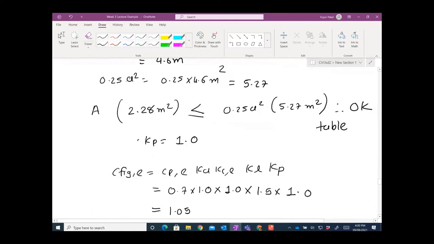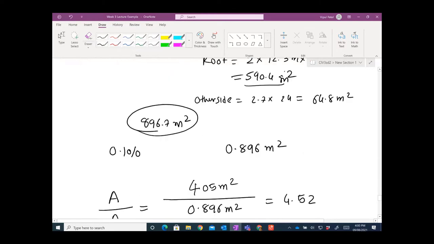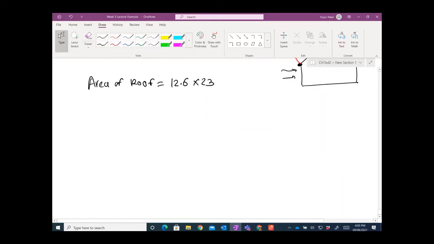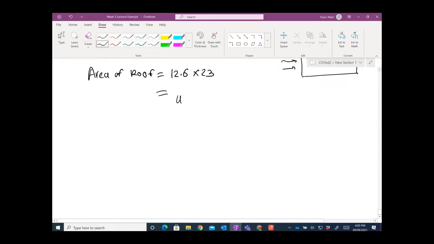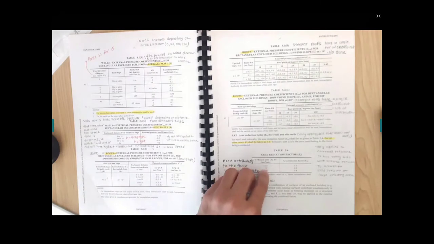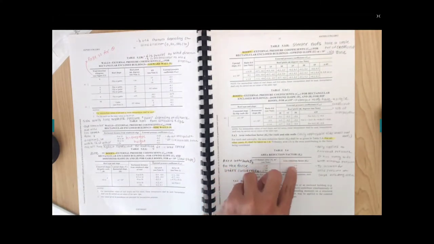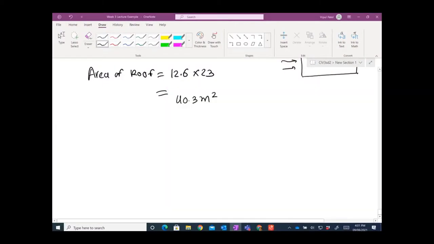So that area will give me 12.6 times 3.2, you will get 40.3 meter square. Now, if you go back to the standard here, and 40.3 is between these values, you can do the interpolation here, you will get 0.88, okay? I'm not showing you that interpolation. So, KA is equal to 0.88. Local area factor KL is 1.